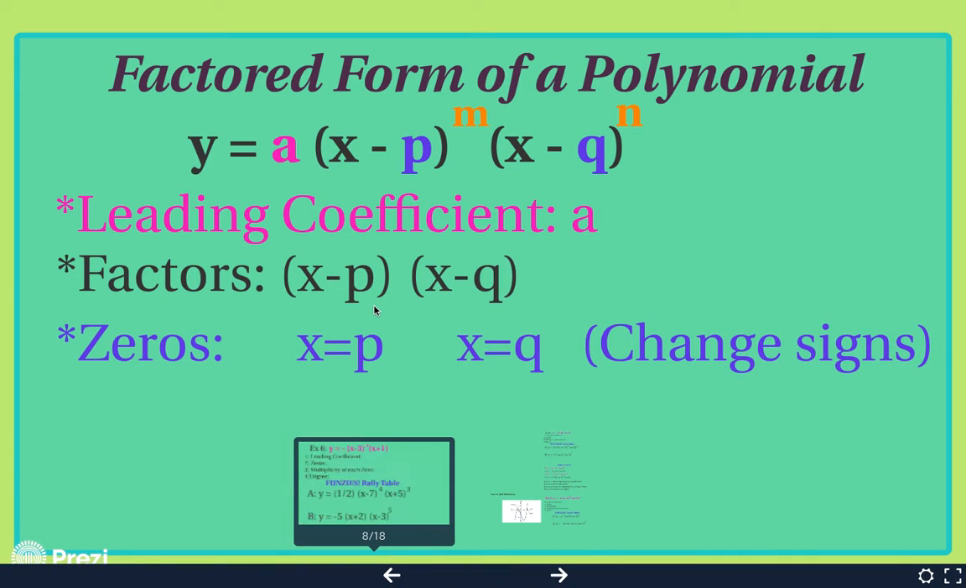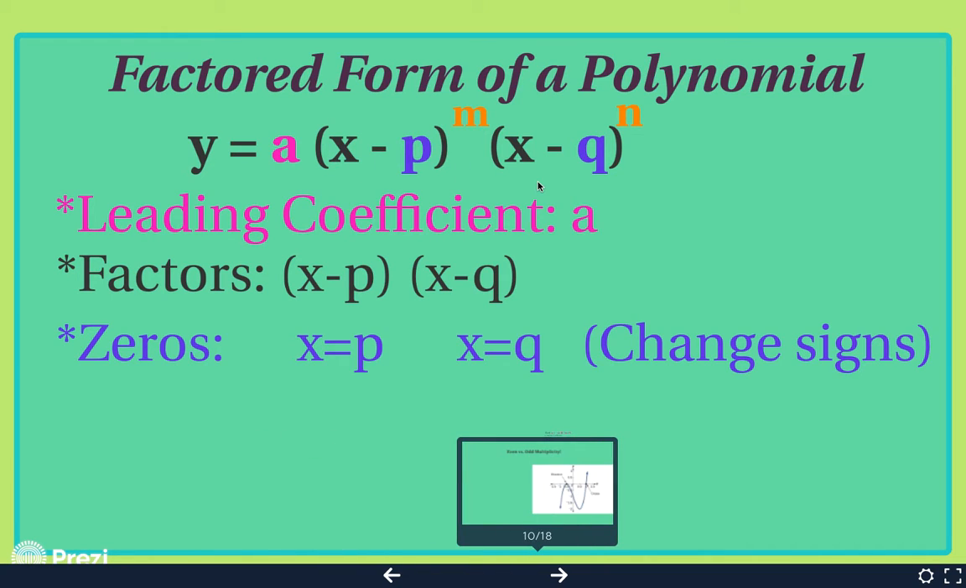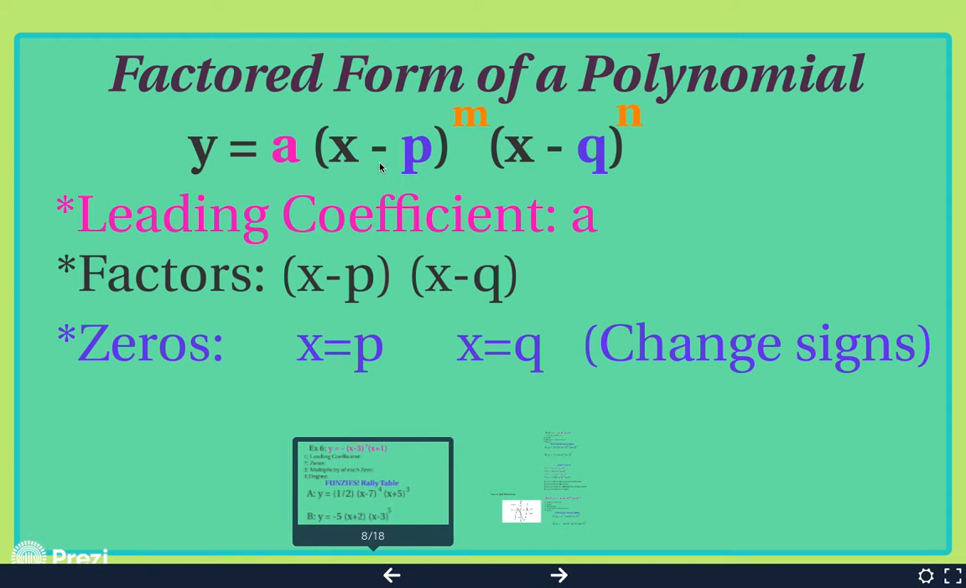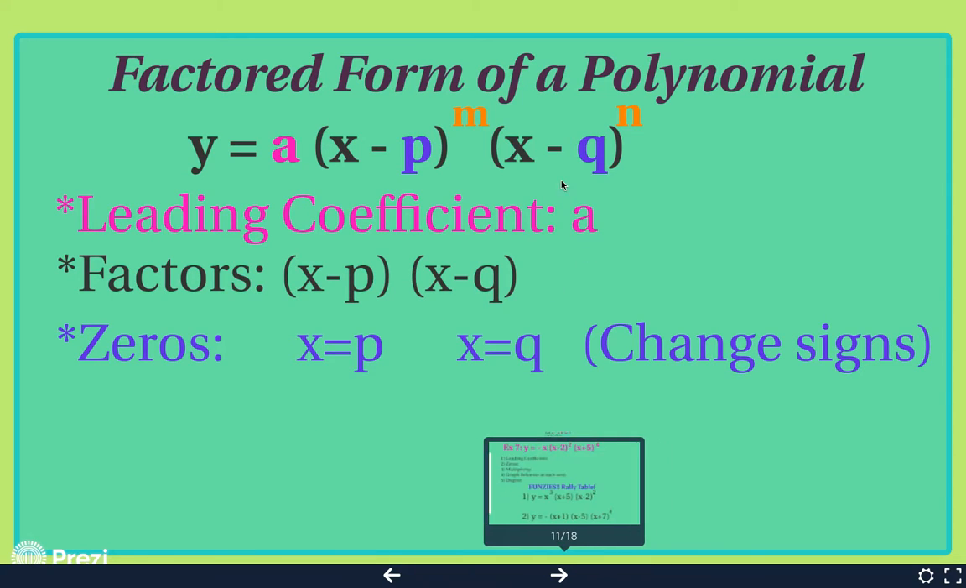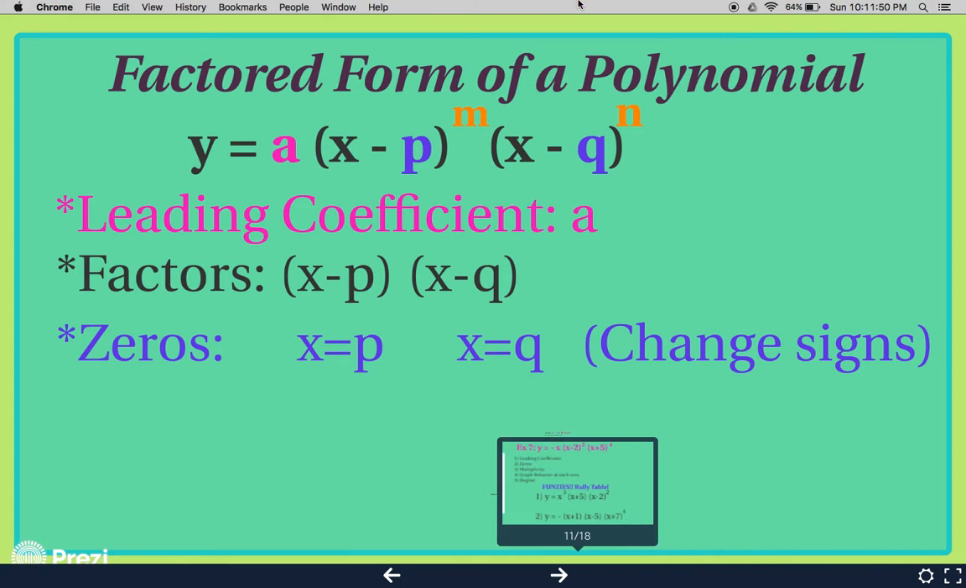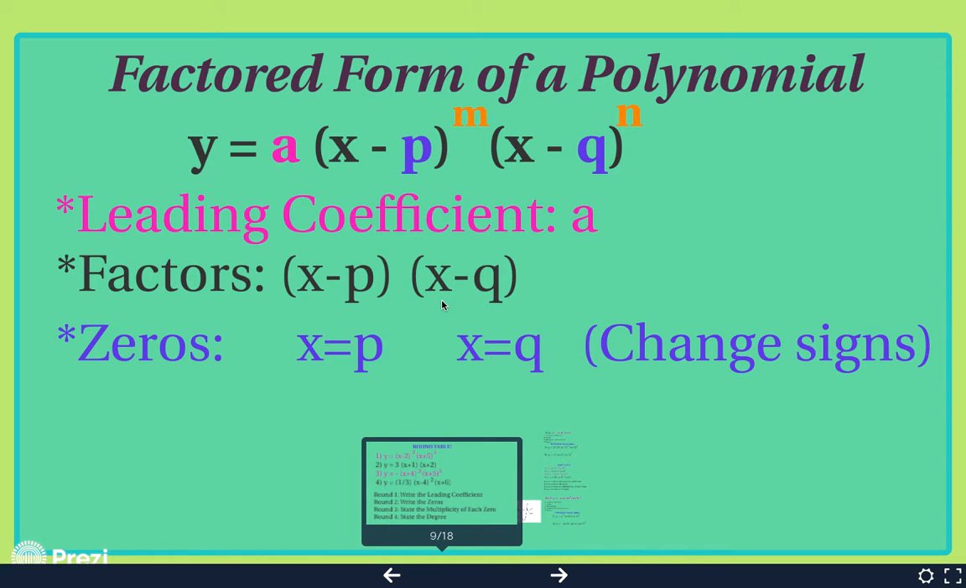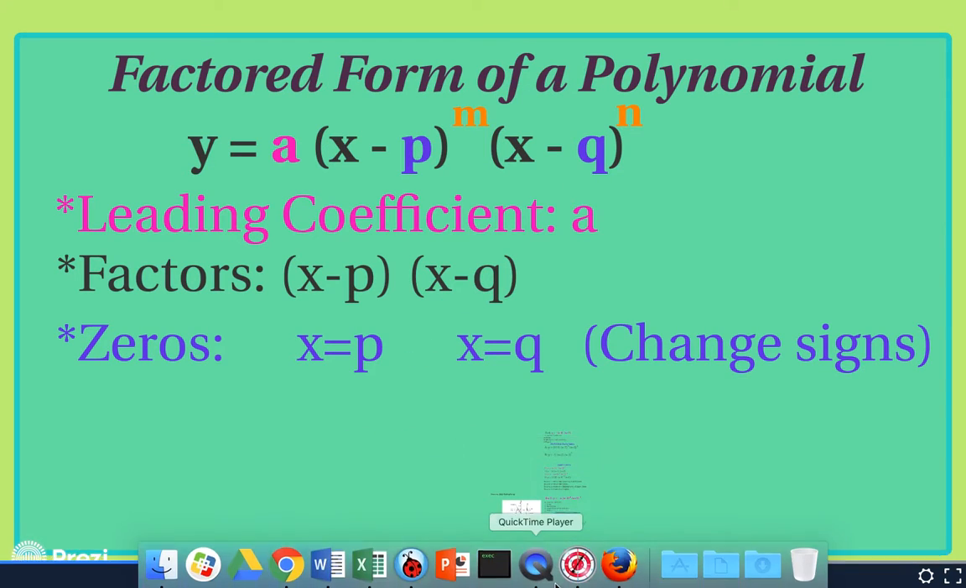Alright, now the zeros. Okay, our zeros, basically, if you set each factor equal to 0, you can get the zeros. Or shortcut, if you guys see, at the top it was x minus p, but down here, it's positive p. Same with this. It's x minus q here, but down here, it's positive q. So the shortcut, if you guys see that it's in factored form, if you just change the sign of these, that will be your zeros.